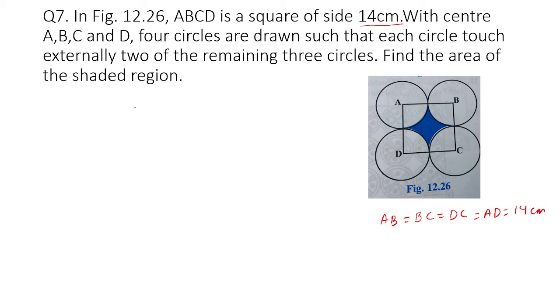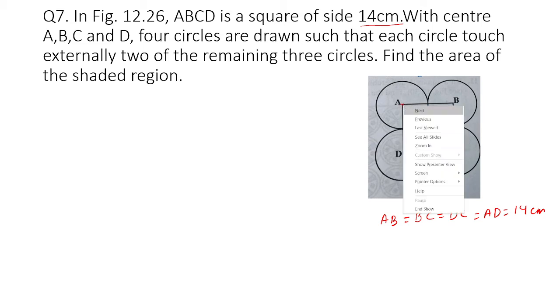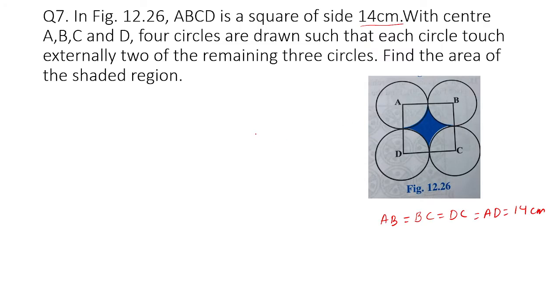Now, with centers A, B, C, and D, 4 circles are drawn, okay? From the center itself, how many circles are drawn? There are 4 circles drawn. So this again serves as the center of the circle, because they have given it as with center. Now, 4 circles are drawn such that each circle touches externally 2 of the remaining 3 circles. We have to find the area of this shaded region.